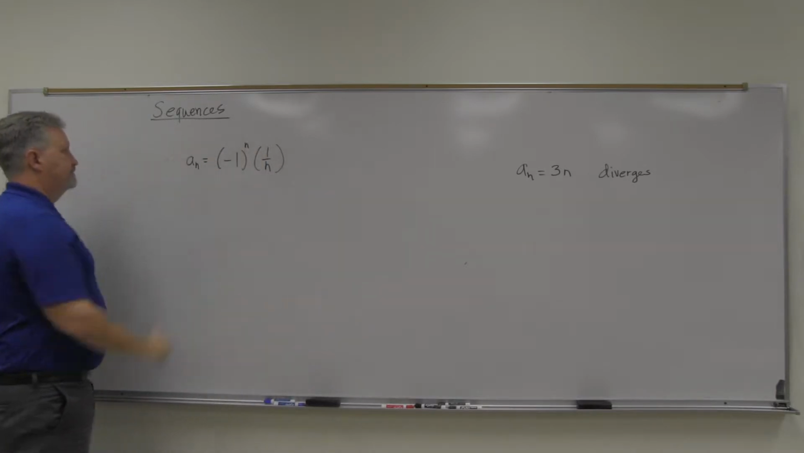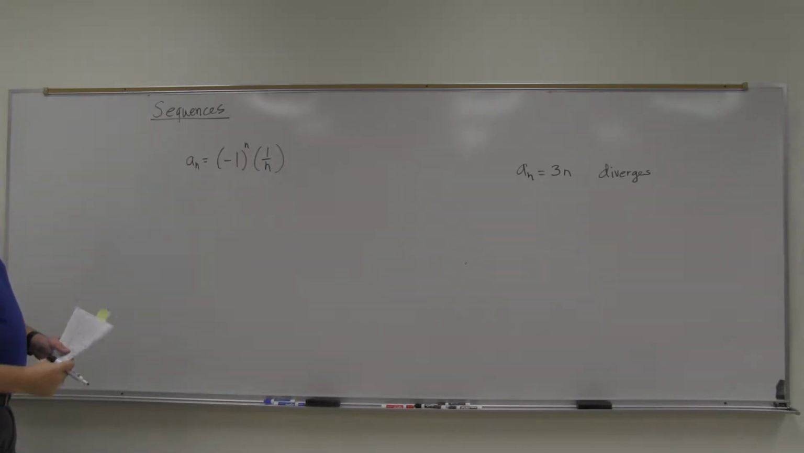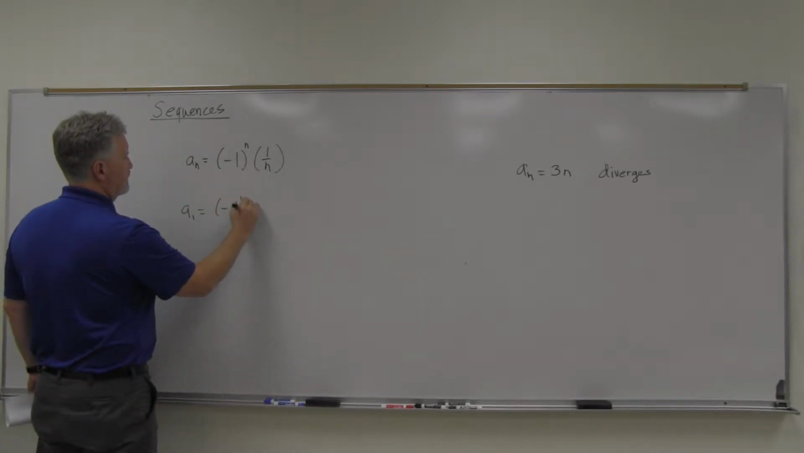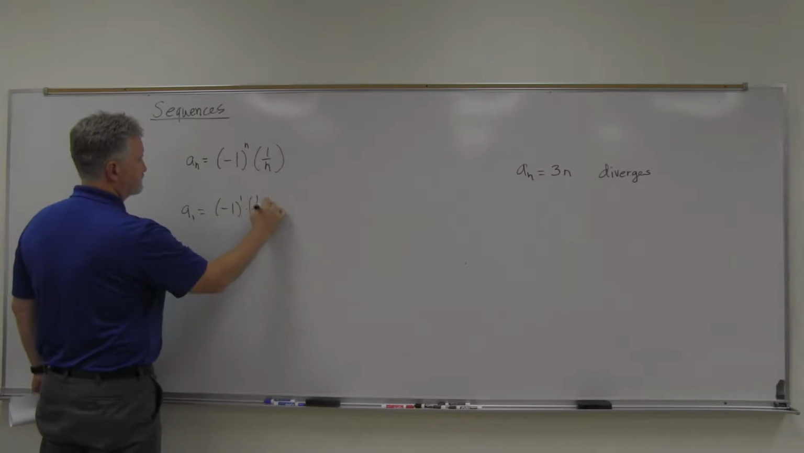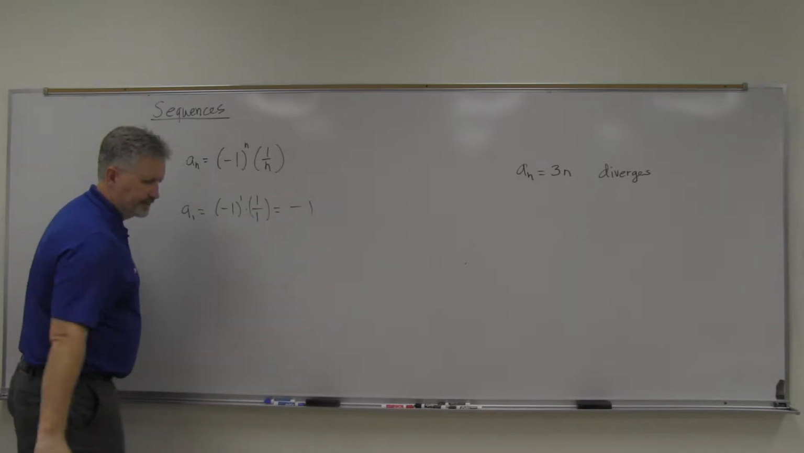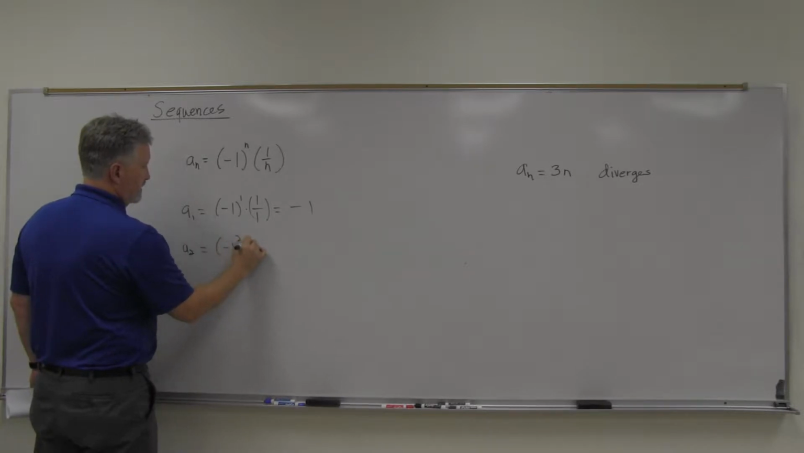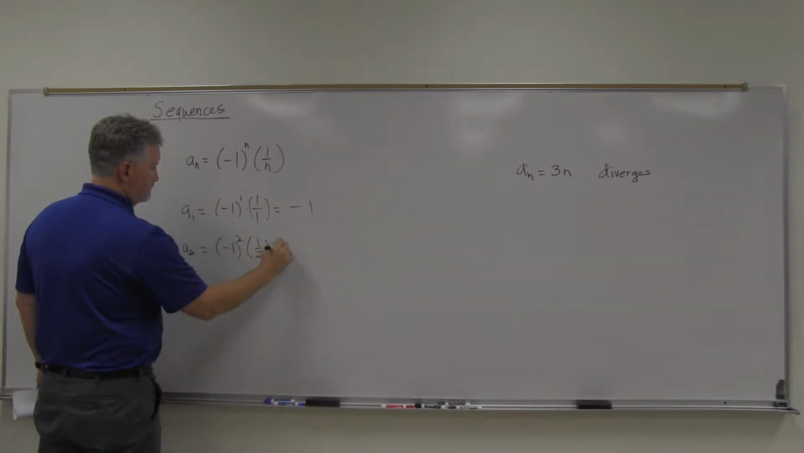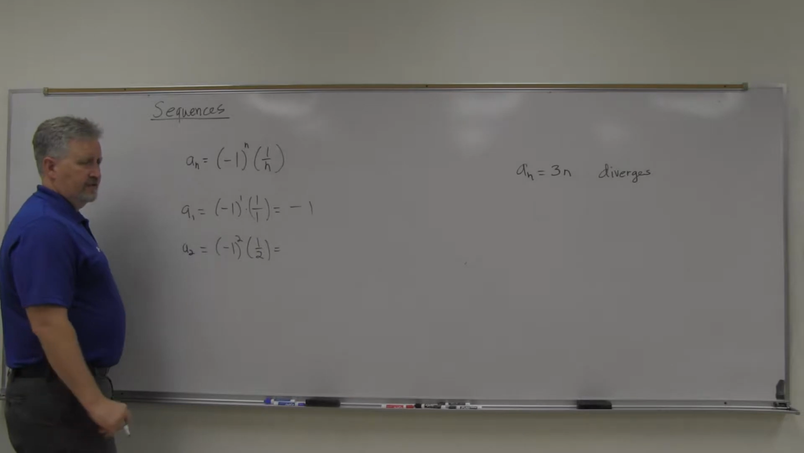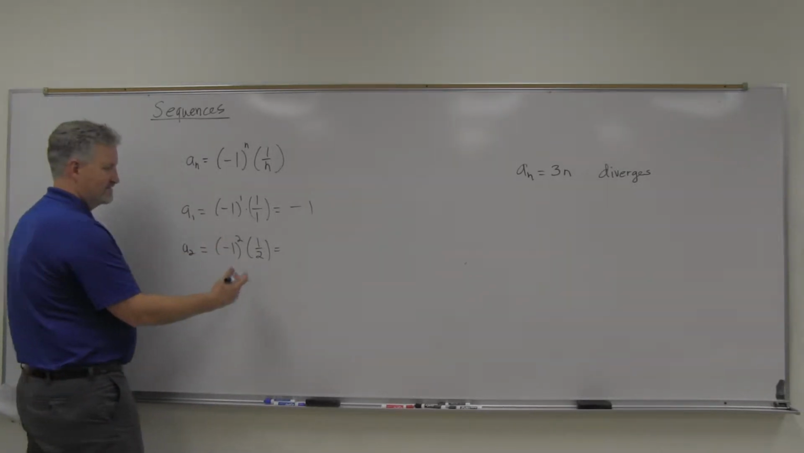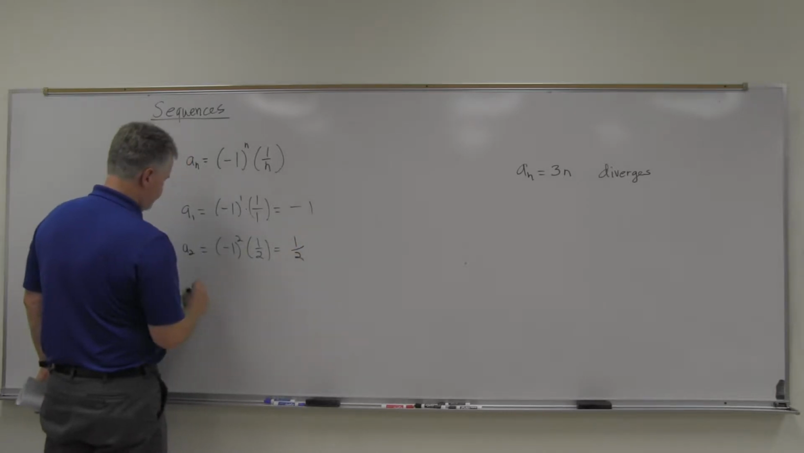It's this negative 1 to the nth power. What that does is, A1 here would be negative 1 to the 1 times 1 over 1, so that's going to be negative 1. A sub 2, however, will be negative 1 squared times a half. And so that term is not a negative term, because you're squaring the negative 1, which makes it a positive 1, so you get a positive half.